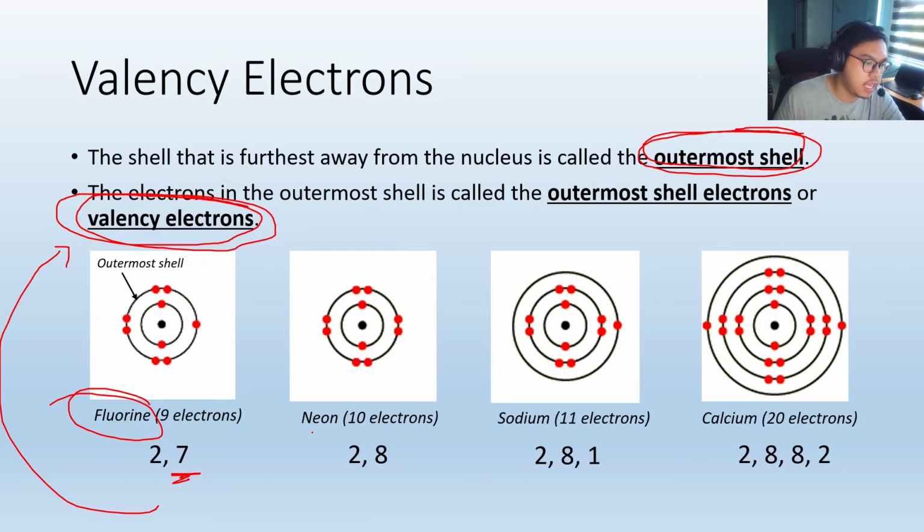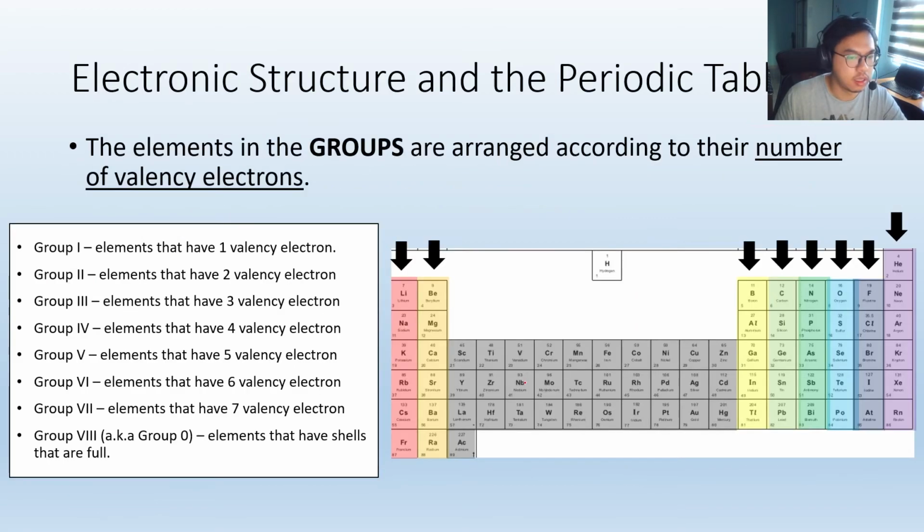How many valency electrons does neon have? You look at the last shell, it has 8. So there are 8 valency electrons for neon. For sodium, you can just look at the last number. It has 1 valency electron. And for calcium, it has 2 valency electrons.